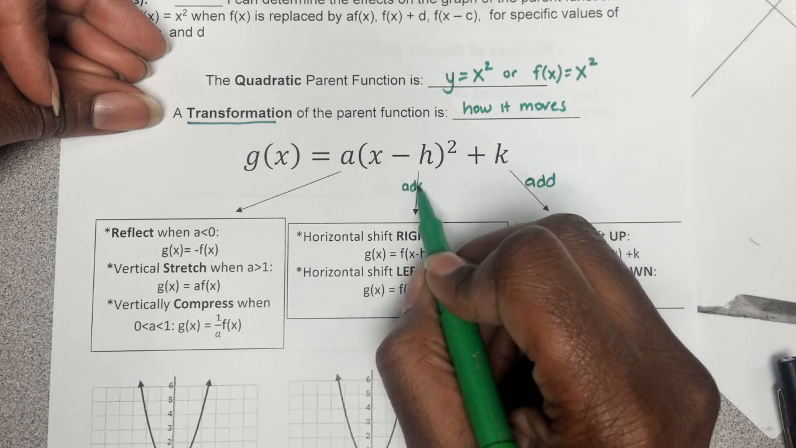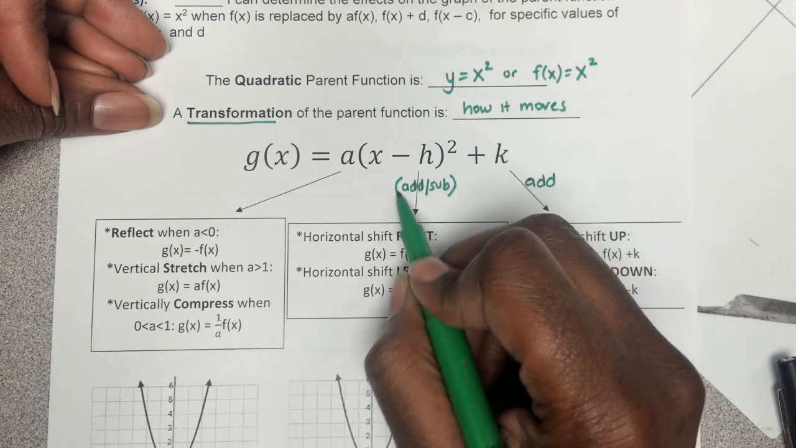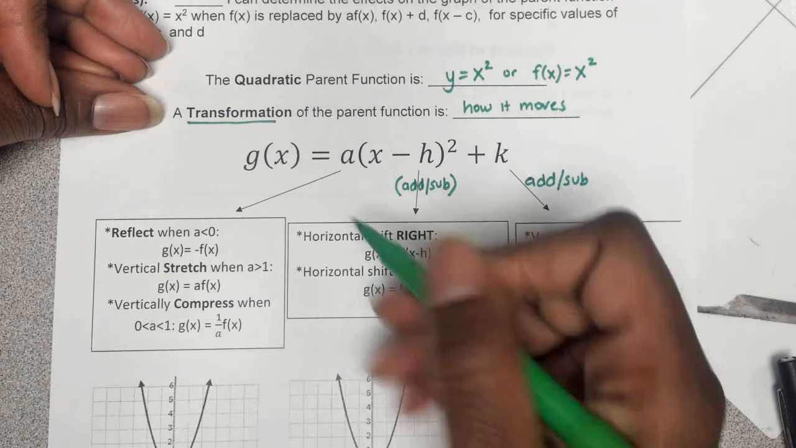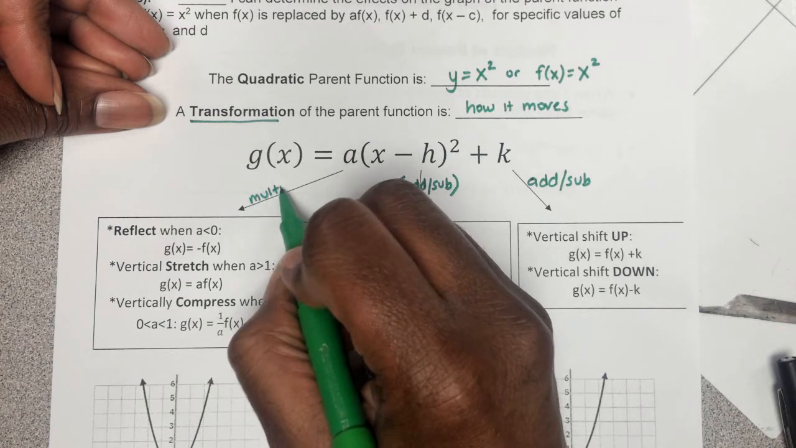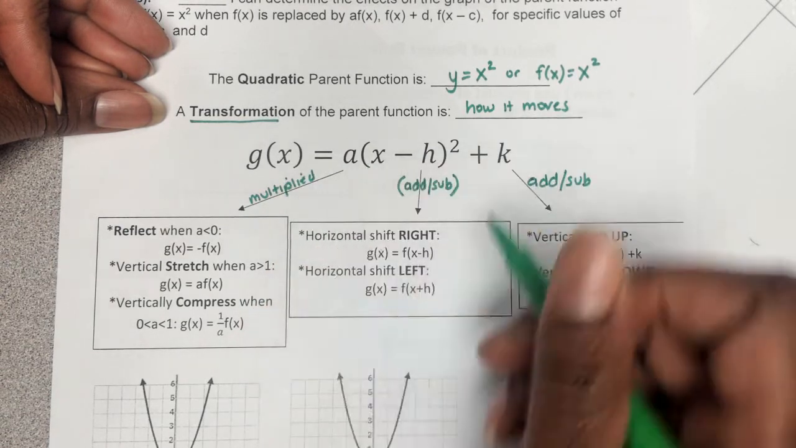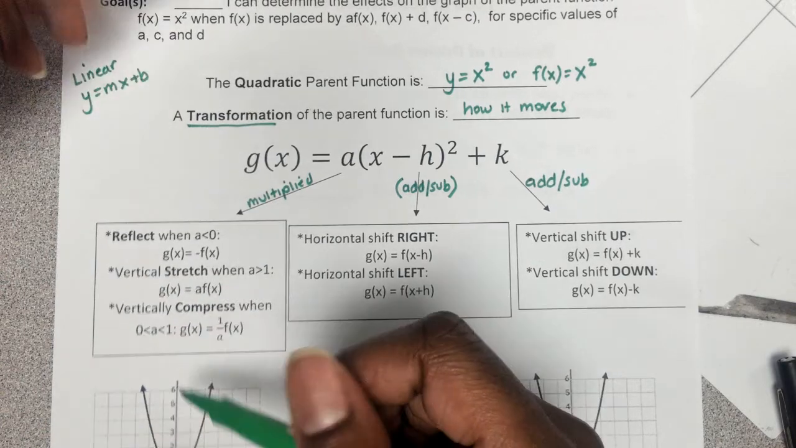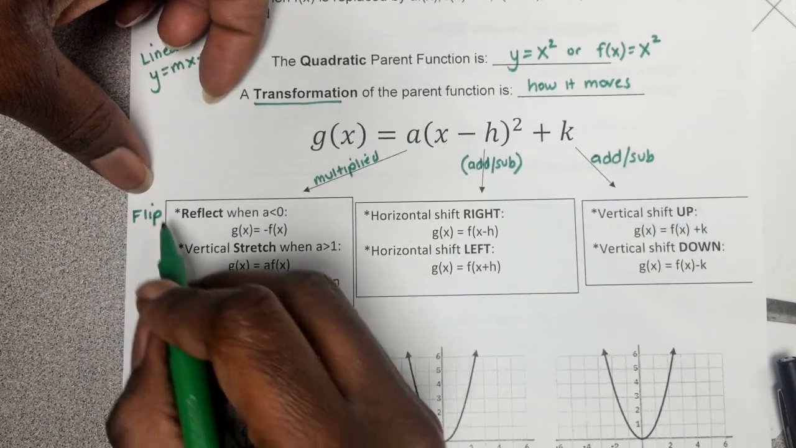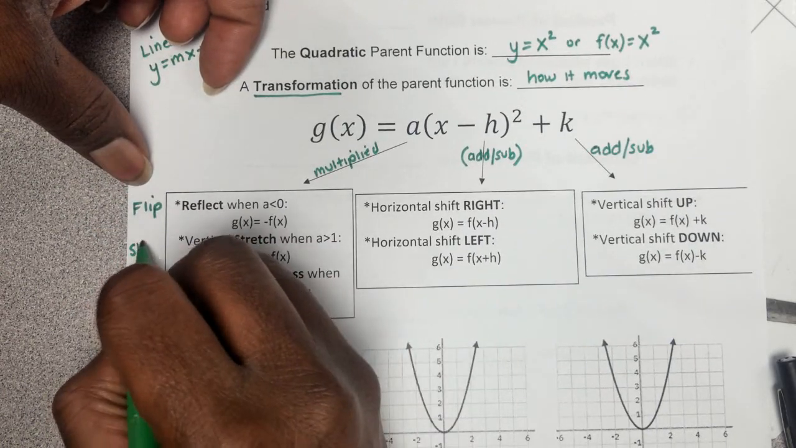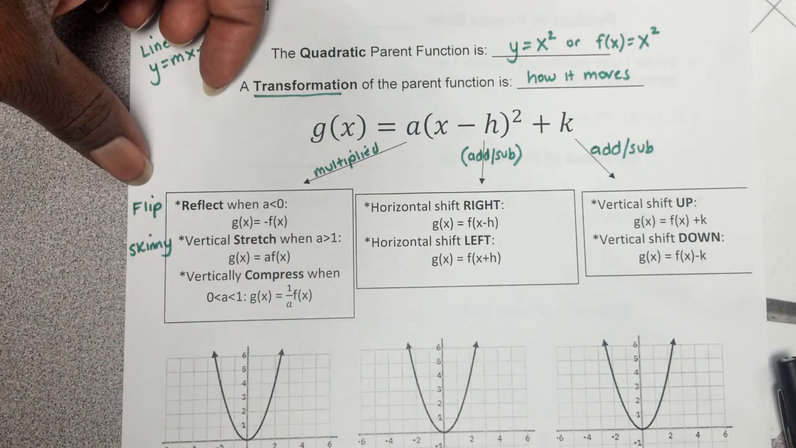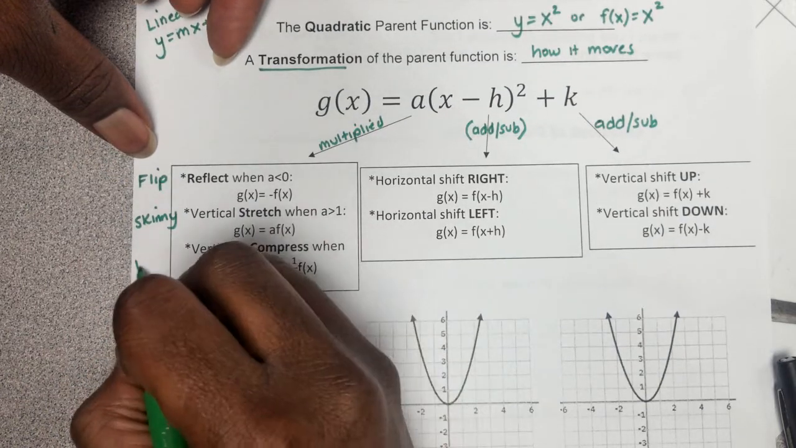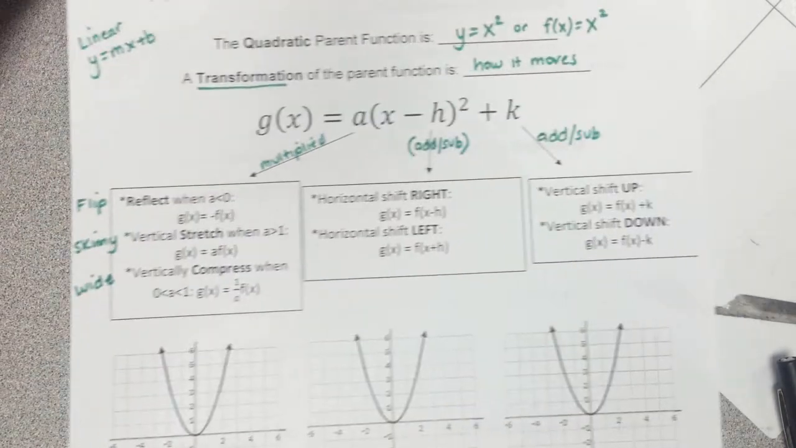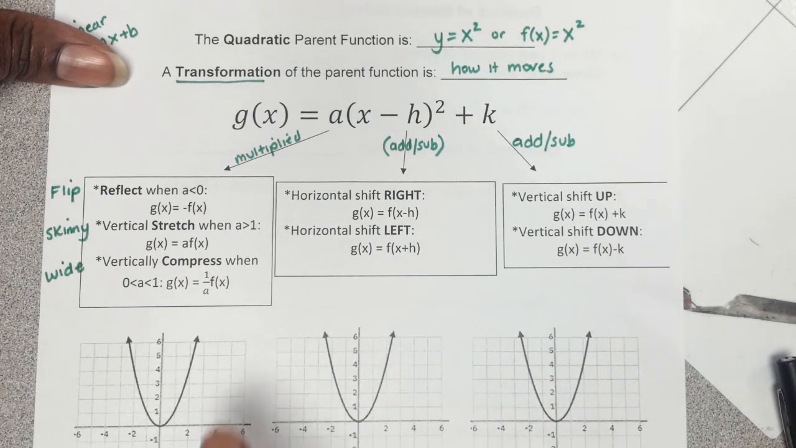If this number gets added, or it could be subtracted, but notice this one's inside the parentheses. This one's outside the parentheses. This moves it right or left. However, this a in the front is a number that gets multiplied, and that's how we can stretch or compress or reflect it. So the other name for reflect is a flipped parabola. The other name for stretch is a skinny parabola. The other name for compress is a wide parabola. Okay? So now I'm going to show the difference between what the equations look like.